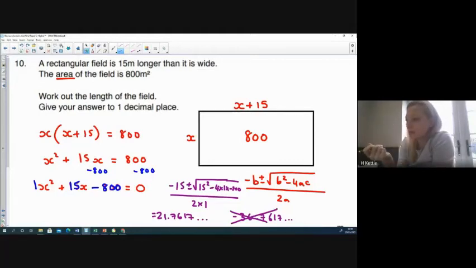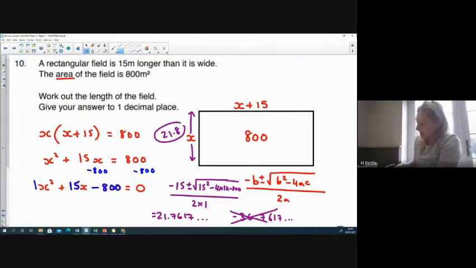So 21.7617 is the answer that I've got. Now that is the width, isn't it? That's this one. And it wants it to one decimal place. So that's fine, 21.8. But they want the length, so we know that that's 15 bigger. So let's add 15 to that. 21.8 add 15 is 36.8. There we go. So 36.8.